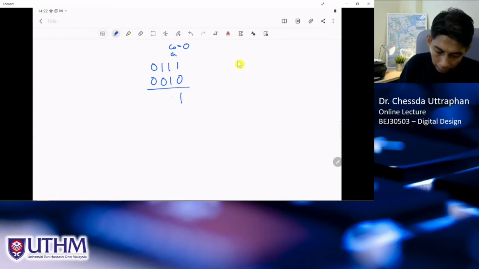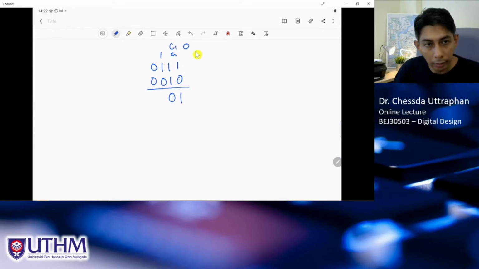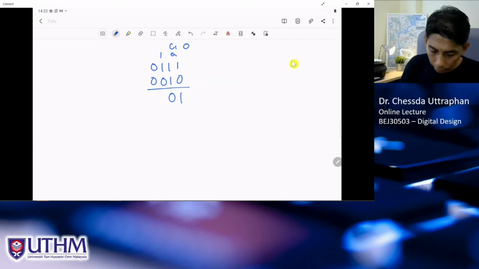1 plus 1 is 0, 1. Sorry, this is not C0. This is C1. C0 is before. This is C1 equal to 0. 1 plus 1 here, we have S equal to 0 and C2 equal to 1. So this is C2 equal to 1.